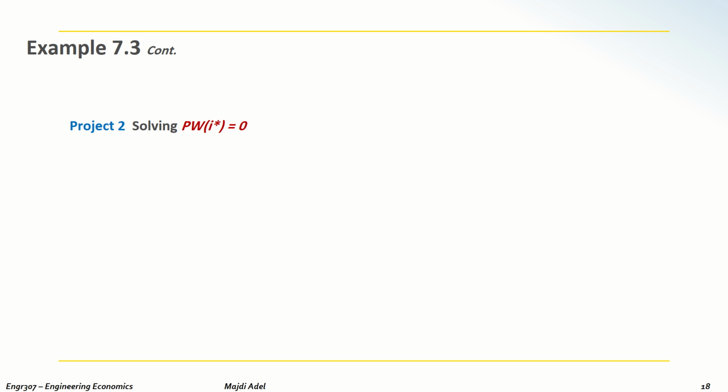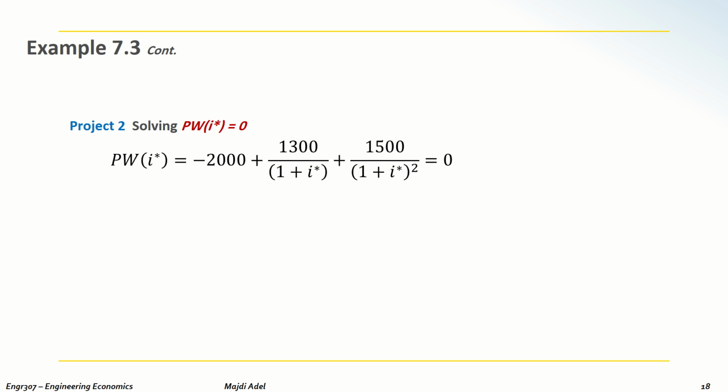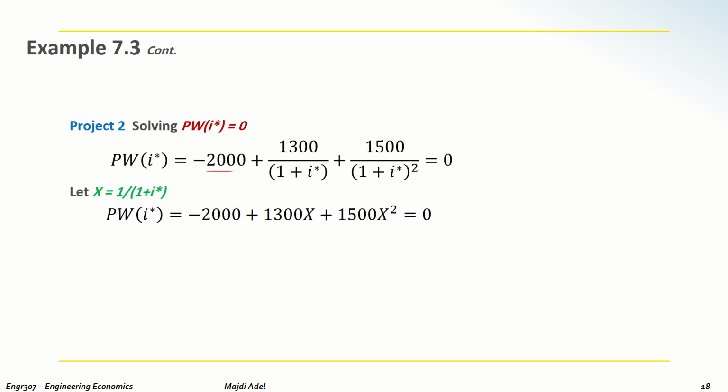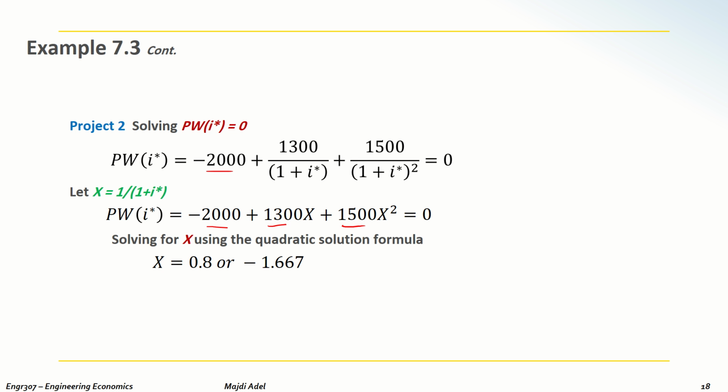For the second project, we will solve the present worth equals 0. Present worth equals 0 minus 2000, and we also are going to use the formula plus 1300 divided by 1 plus i plus 1500 divided by 1 plus i to the power 2 equals 0. Now we will let x equal 1 over 1 plus i star. The equation becomes a quadratic equation. Minus 2000 plus 1300 multiplied by x plus 1500 multiplied by x squared equals 0. We can use the quadratic equation solution formula, and we will find that x equals 0.8 or minus 1.667.